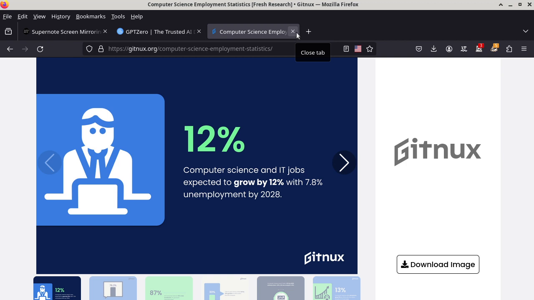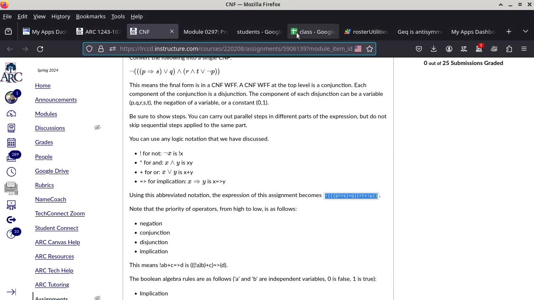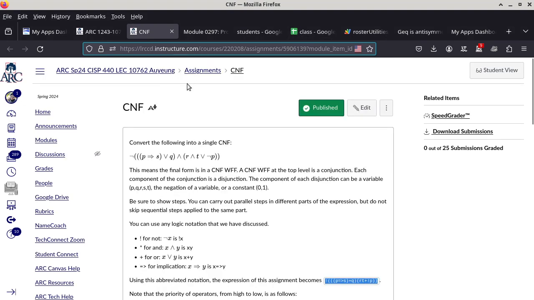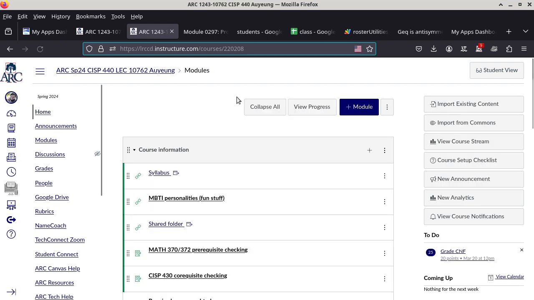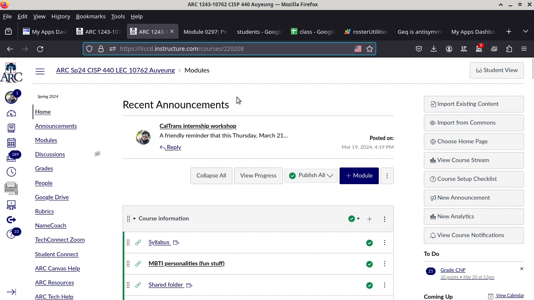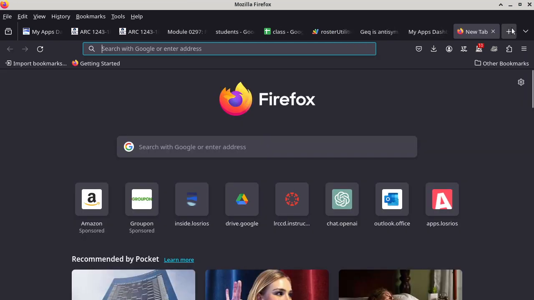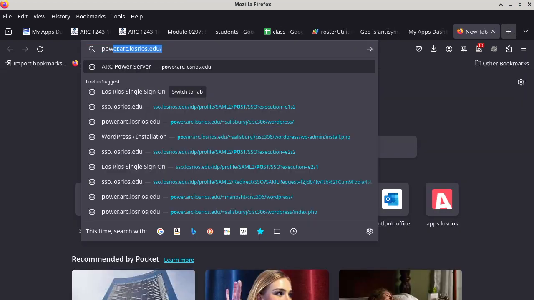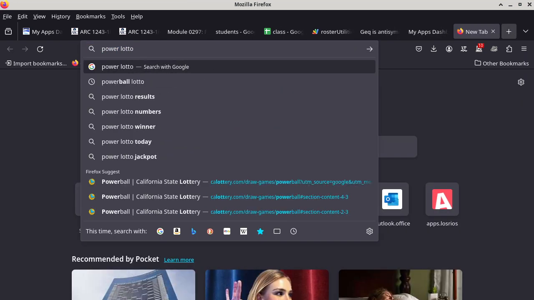All right, so getting back to the usual boring stuff that we talk about in this class. I think I want to take a short break from logic stuff and talk about numbers. What do you think? We good? Okay, so let's talk about lotto. So we're going to take a look at the Powerball lotto game.